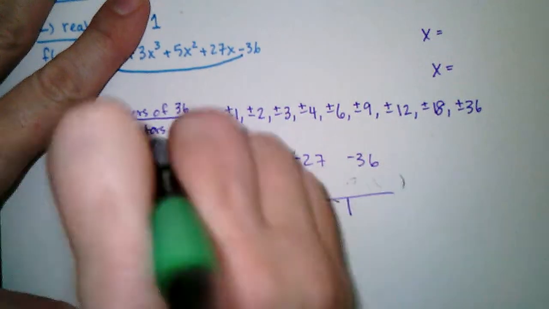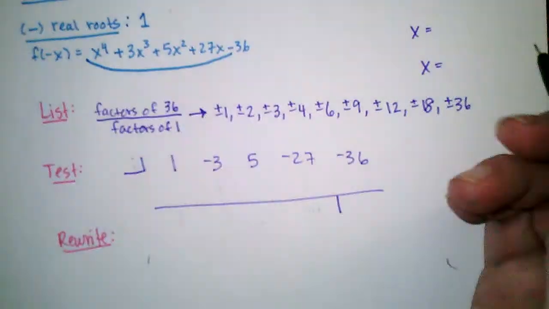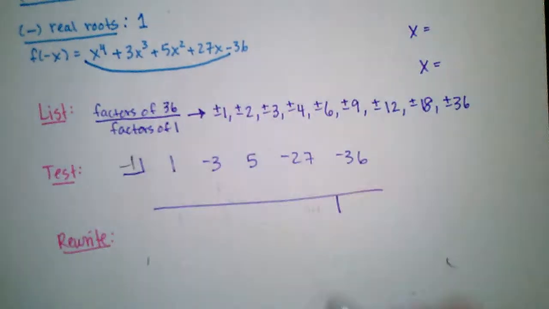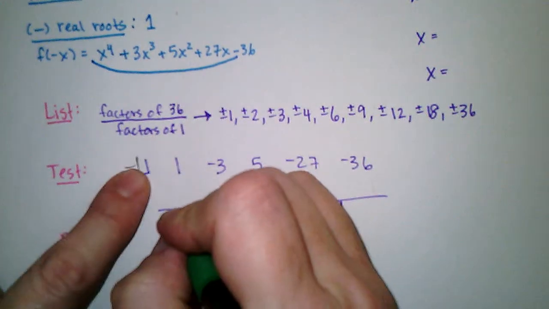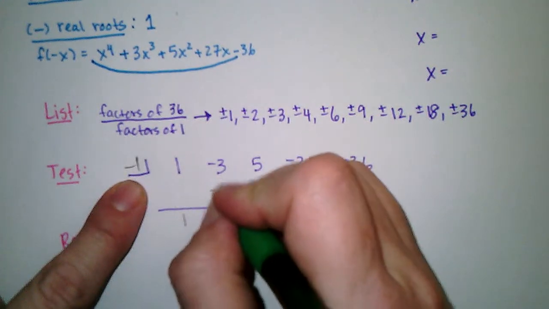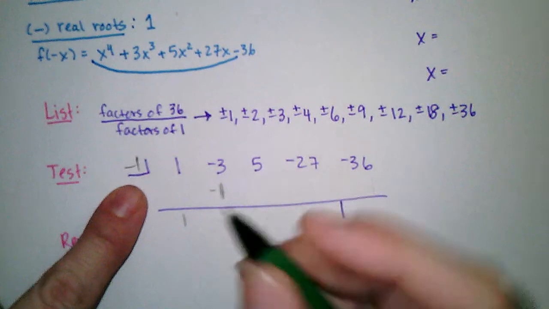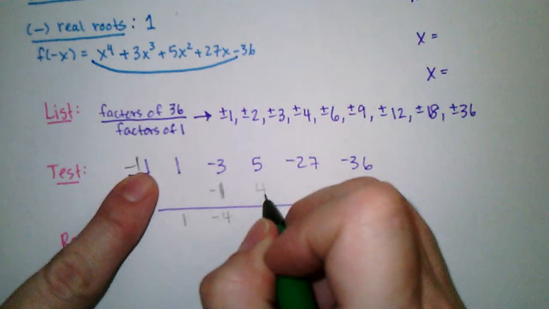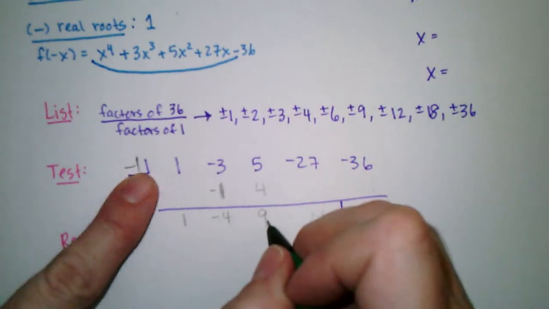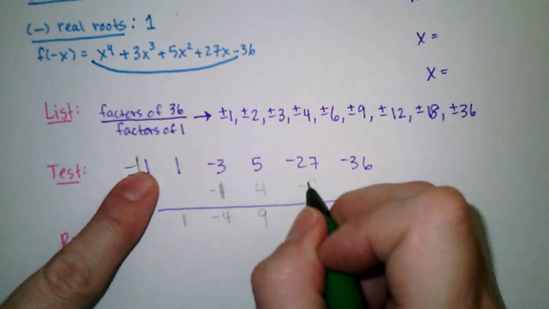So 1 didn't work. Let's try negative 1. Okay, so 1 goes down. 1 times negative 1 is negative 1. Negative 3 plus negative 1 is negative 4. Negative 4 times negative 1 is 4. Add the numbers, 9. 9 times negative 1, negative 9.